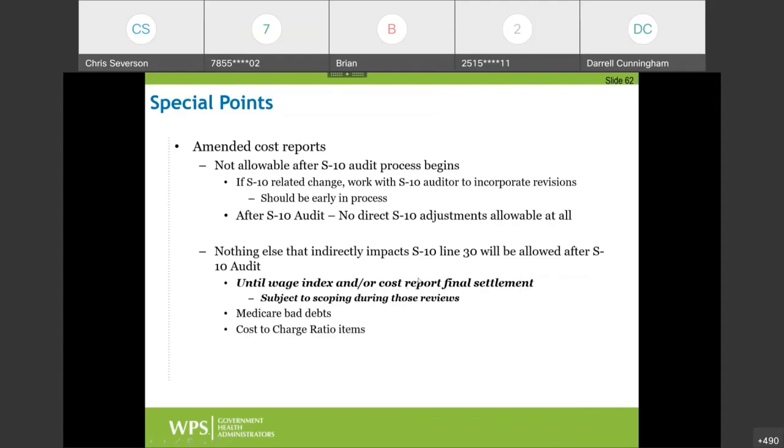Of course, the best approach, obviously in a perfect world, is that the very first as-submitted cost report would be 100% accurate. But if you have an amendment, really get it in as soon as possible before that cutoff. That'll be the cleanest way to handle it.